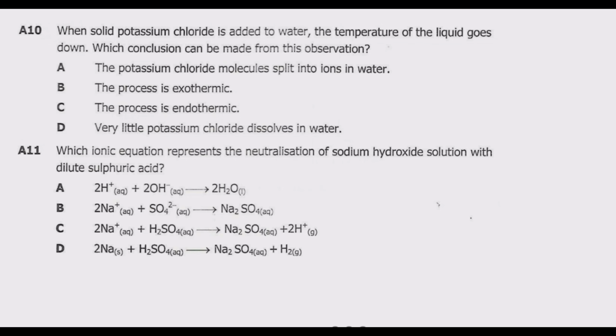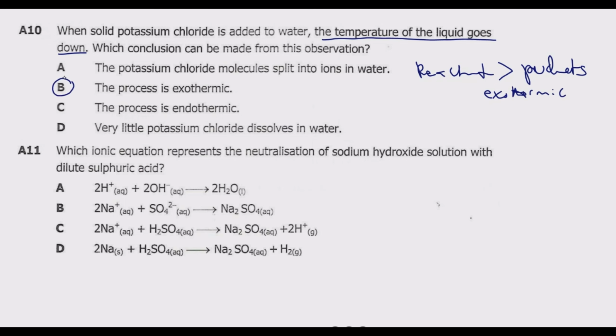So, if you look at this question critically, what is key here is that the temperature of the liquid goes down. So if the temperature of the liquid goes down, what it means is the energy in the reactant is greater than the energy in the product. So if this is the case, we are saying this is an exothermic reaction. So the process is an exothermic process. That's why B should be correct.